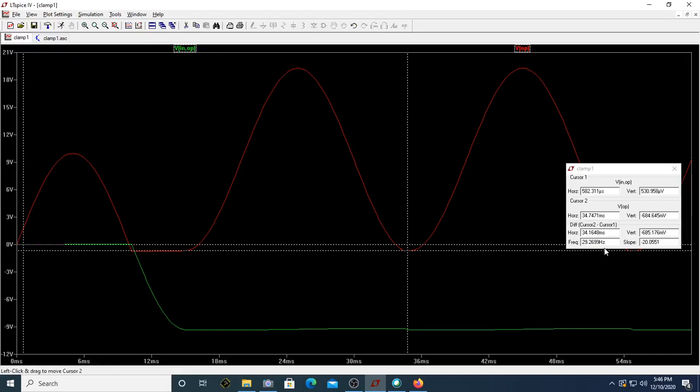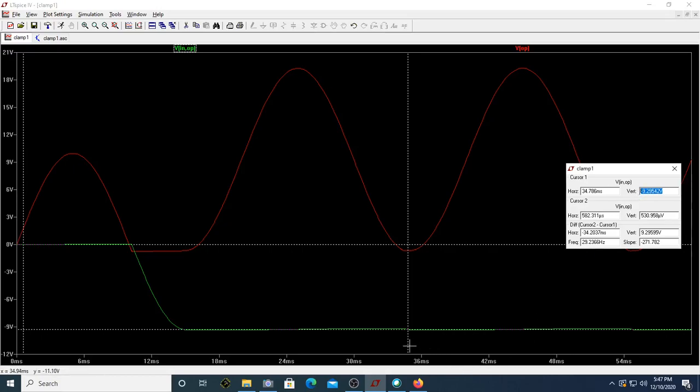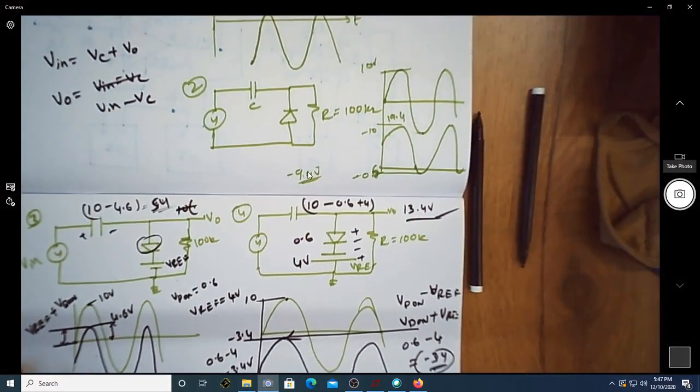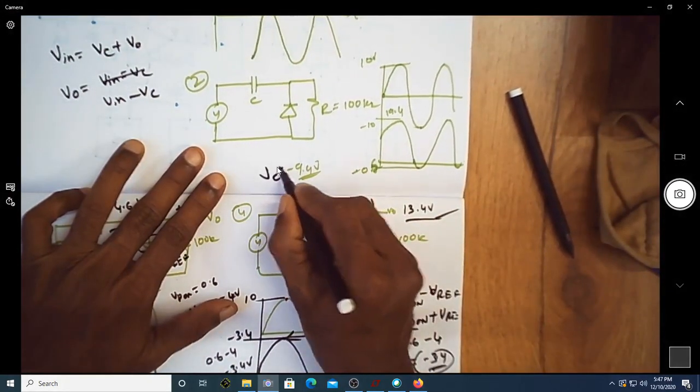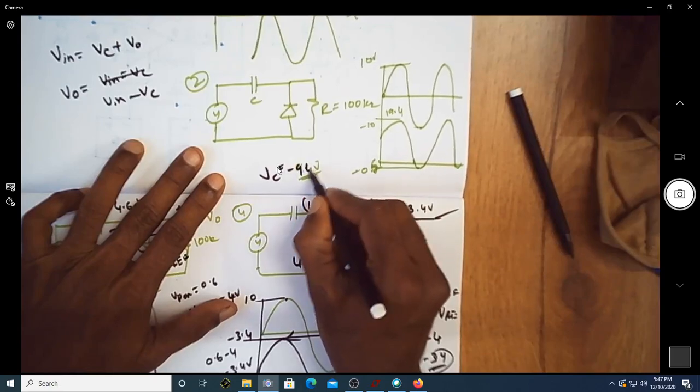Just see this one. I have to move it onto this. Can you see here? This is minus 9.4. Here, this is the capacitor voltage, which is 9.3 or 9.4 volts, depending on what your VD on is. So that's what we discussed here. Let me go back to my schematic and show you here. This is the capacitor voltage, which is minus 9.4 volts.